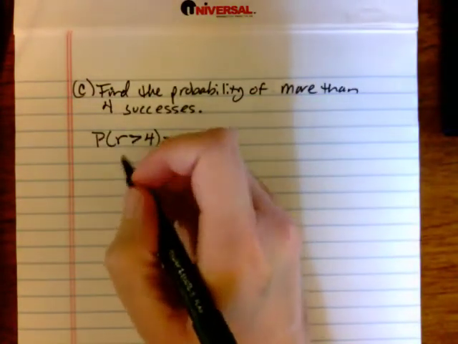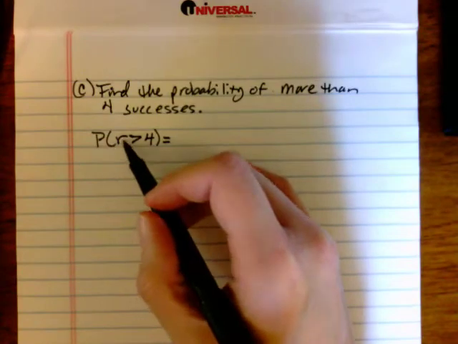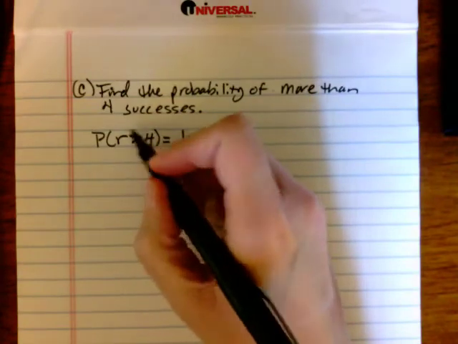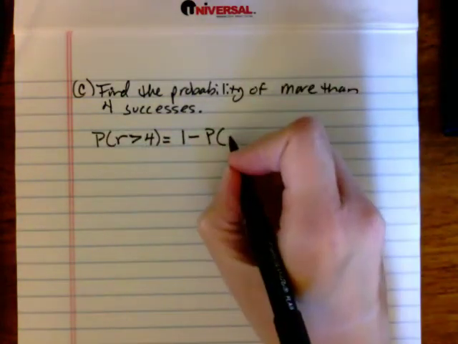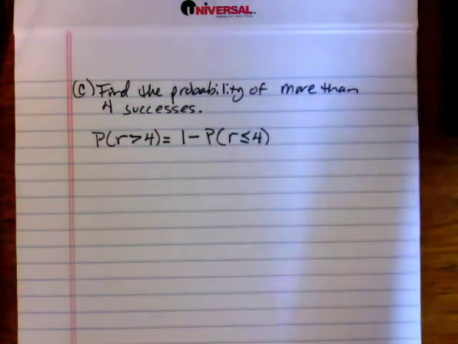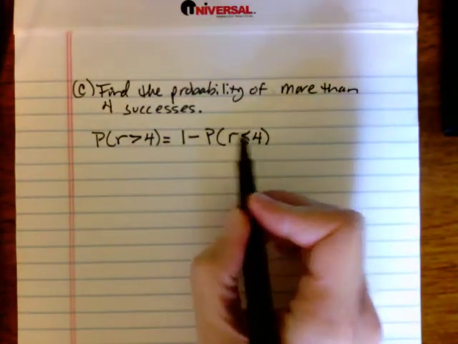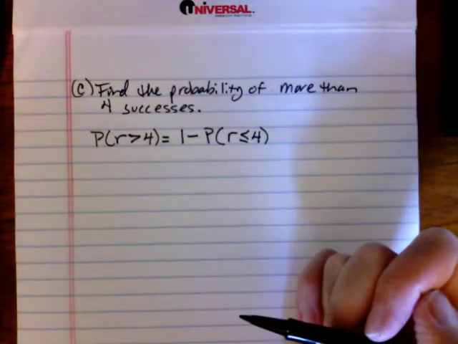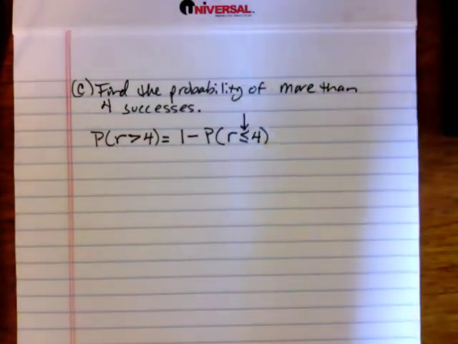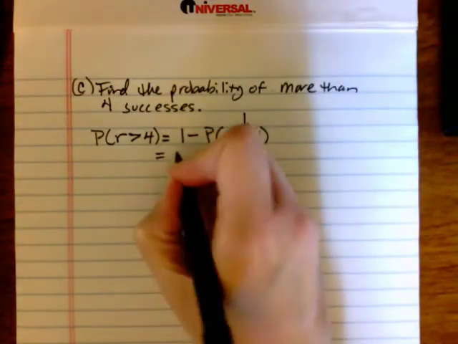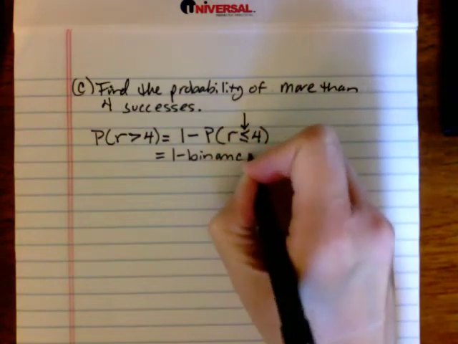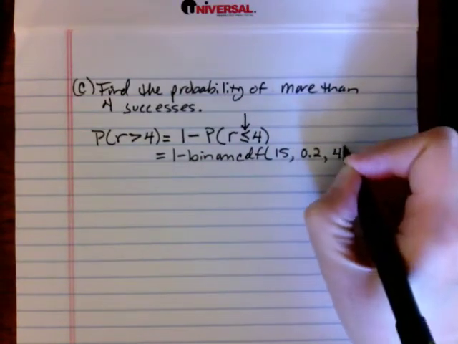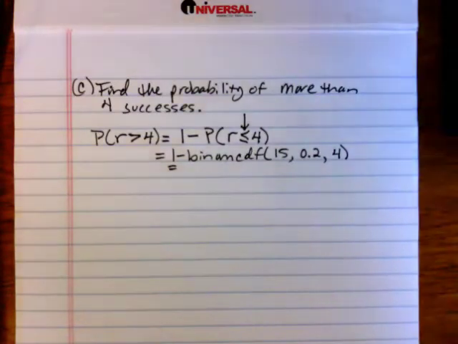So I'm going to use the complement rule from chapter 4. If I want the probability that R is greater than 4, that should equal 1 minus the probability that the opposite of this occurs. In other words, 1 minus the probability that R is less than or equal to 4. And you can see that those signs are strict opposites. This one's a greater than, the opposite then becomes a less than or equal to. Now that I have a less than or equal to here, I can go ahead and put this in the calculator. 1 minus binom CDF of n, which is 15, p, which is 0.2, r, which is 4, but don't forget to put in the 1 minus.